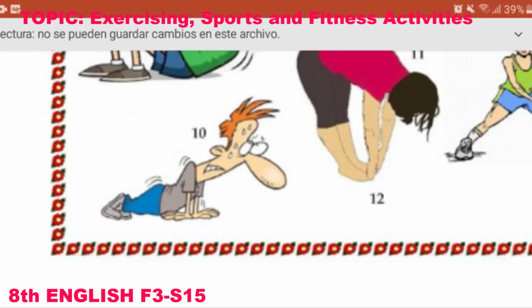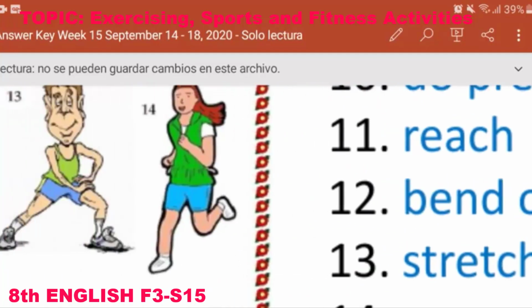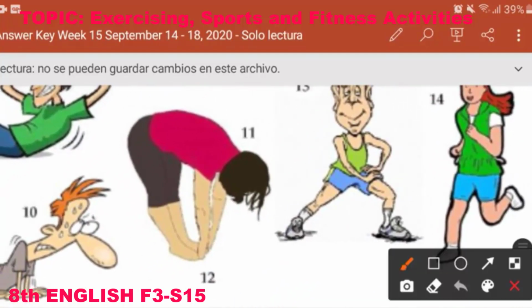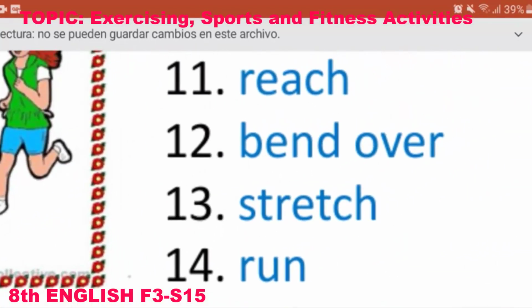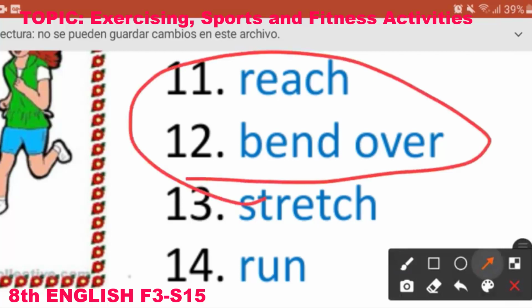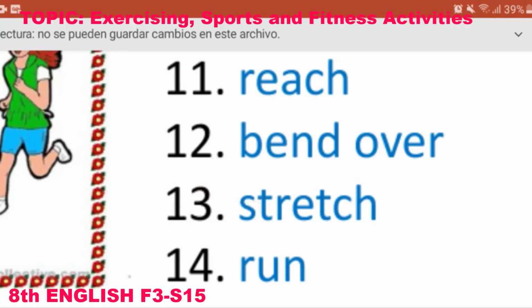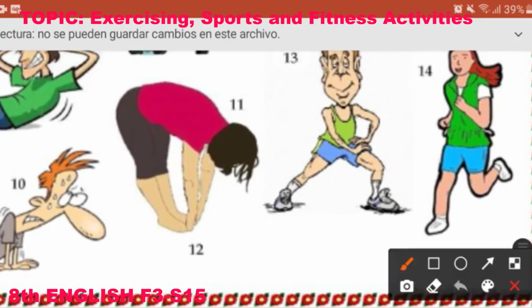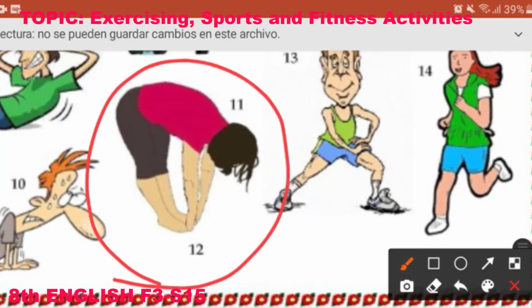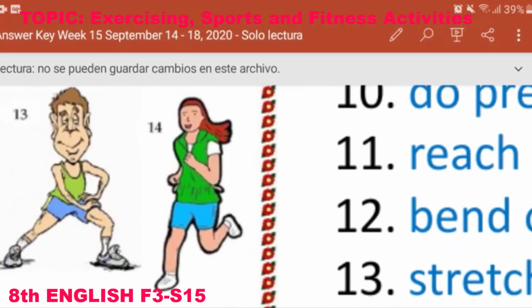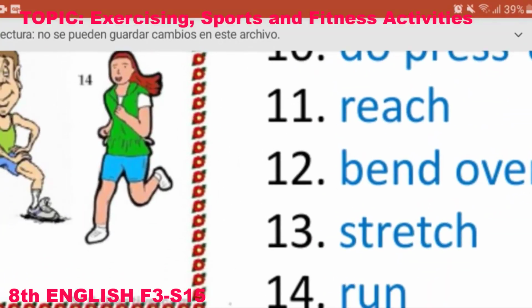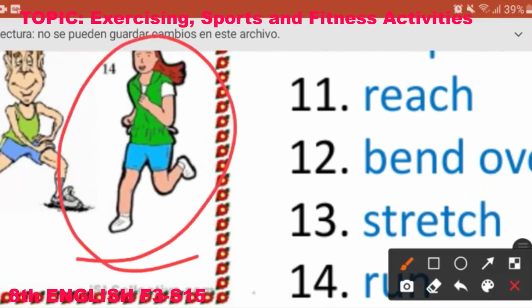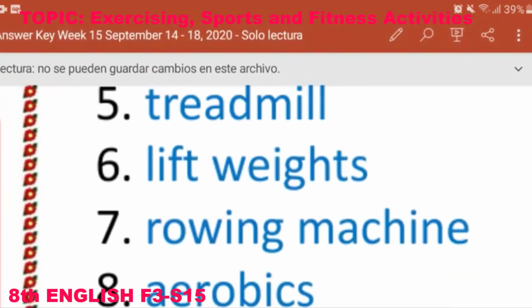Number 11, reach. Reach. O también bend over, que es lo mismo, ¿ok? Reach es alcanzar los dedos. Bend over es inclinarse. So both are the same. Reach and bend over. Okay? Number 13, stretch. Estirarse, ¿sí? Stretch. O estiramientos. 14, run. Run. Okay, so listen and repeat.